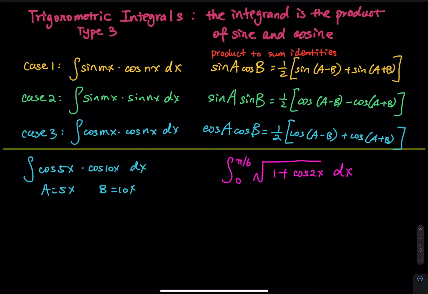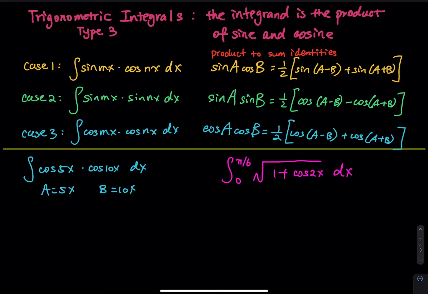Unlike the first two types, type 1 has sine and cosine raised to some power. Type 2 has tangent and secant raised to some power. Type 3 has sine times cosine, cosine times cosine, or sine times sine raised to no power. It's just first power, right? We already talked about case 1 and case 2 in the previous video. We are going to talk about case 3.